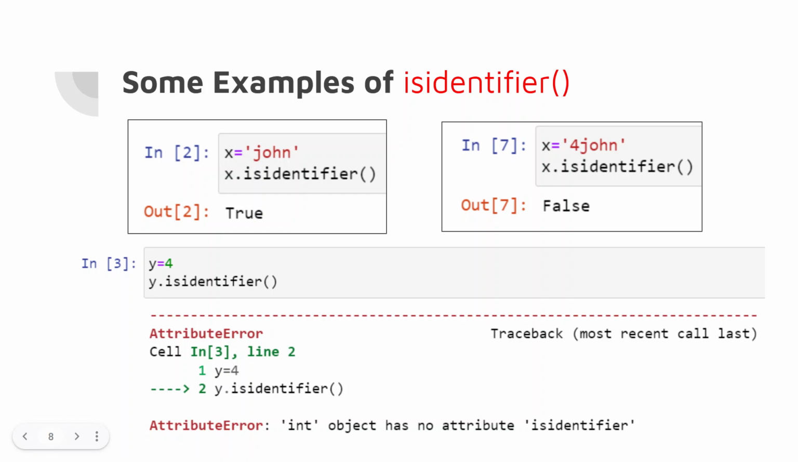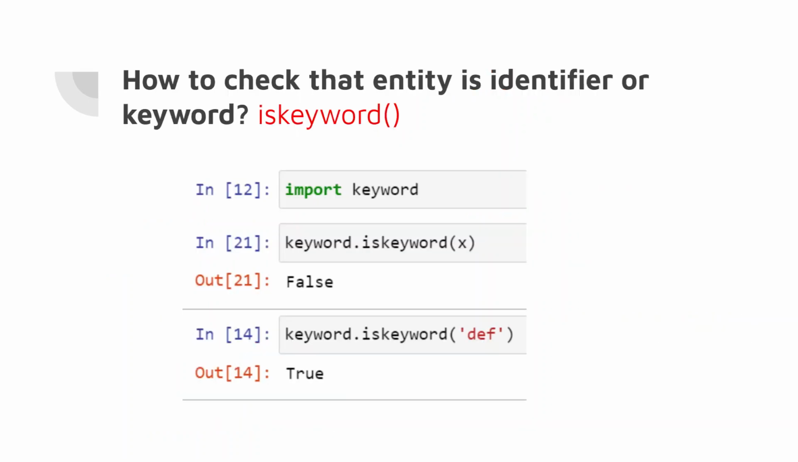And one more thing, if you check y is equal to 4, where y is an int, and if you check this object, it will not work. It will give you an AttributeError. Why? Because it's an integer, not a string. So it's a method we use only for string variables to check. So this myth, I hope you understand.